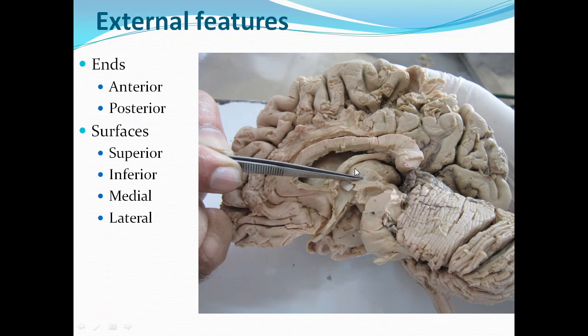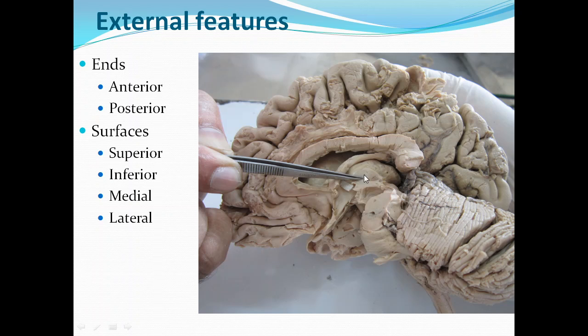Now the surfaces. The superior surface will form the floor of the central part of the lateral ventricle. The lateral ventricle has four parts: anterior part, central part, posterior part and inferior part. So the floor of the central part is formed by the superior surface of the thalamus. The inferior surface of the thalamus in the anterior part is fused with the subthalamus, and the posterior part is free, forming the inferior aspect of the pulvinar. That is about the inferior surface.